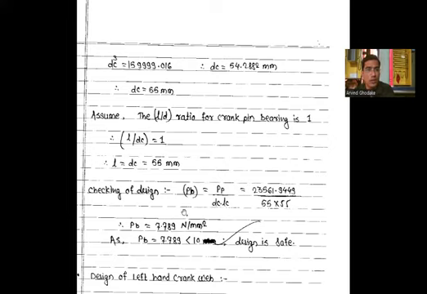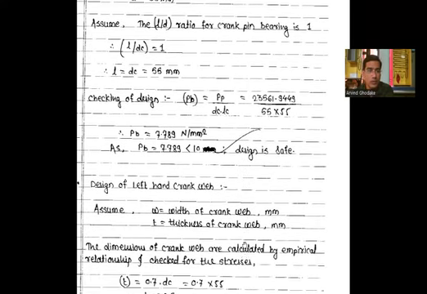Now checking the crank pin design means checking whether the stress or design is safe or not. PB is equal to PP upon DC into LC, where PP is the gas force acting on the crank pin, DC is the diameter of the crank pin, and LC is the length of the crank pin. Putting all those values, we get PB equal to 7.79 Newton per mm square. So PB is less than 10, and our design is safe.